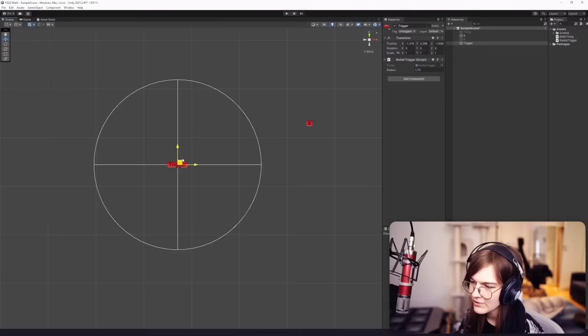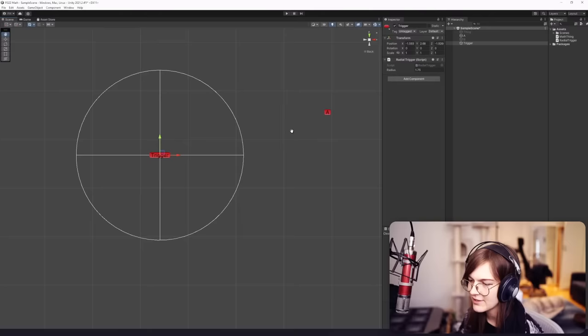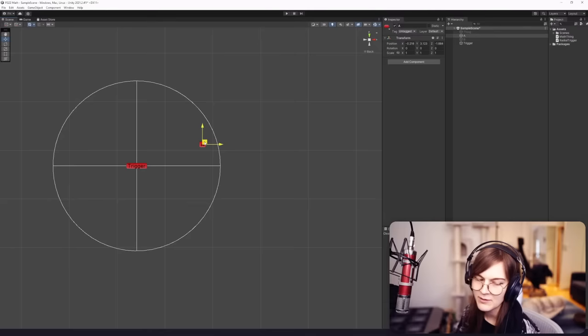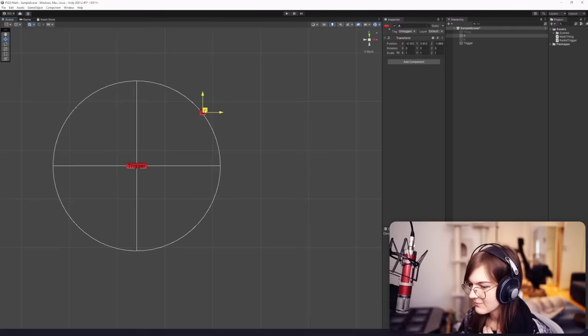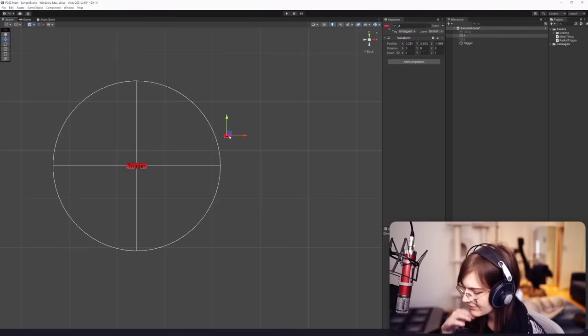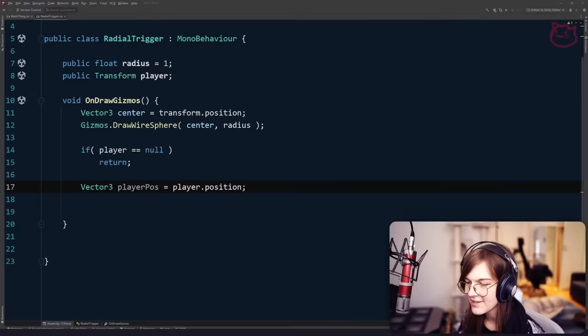In order for us to check if we're inside or outside of this, all we really need to do is check the distance between the trigger and the player and then compare it to the radius. Because if the distance is shorter than the radius, it means we're inside. If it's greater than the radius, we're outside. If it's exactly the radius, we're right on the edge. And for that case, we just have to make some decision about what we prefer: if on the edge should count as inside or outside. A literal edge case.